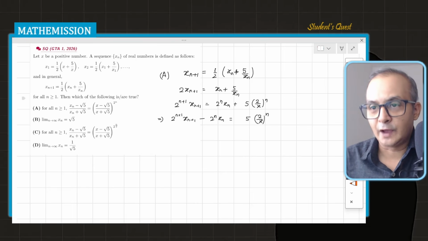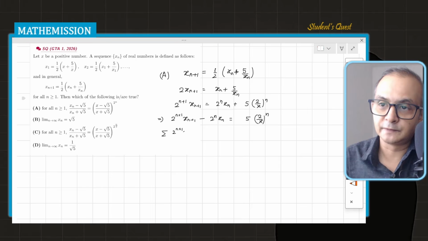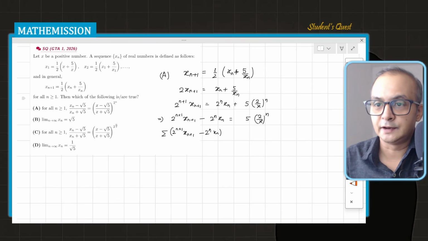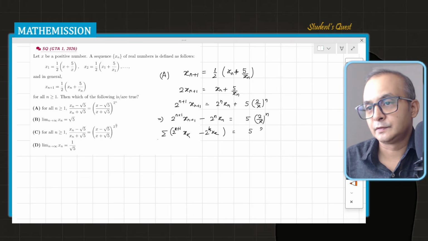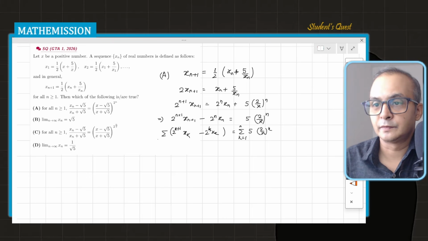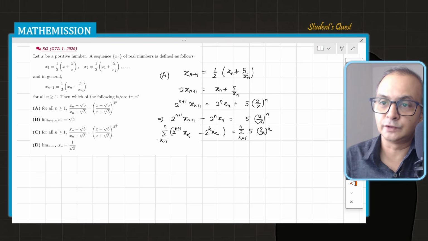Because if you have to find xn plus 1, you can make it telescopic by summing it up. So you'll get the summation of 2 to the power n plus 1 xn plus 1 minus 2 to the power n xn. And when n goes from, or k goes from, let's say this is k here, let's make it k. So if I make it k here, 2 to the power k plus 1 xk plus 1 minus 2 to the power k xk, and here also 5 times 2 by xk to the power k. And this is also summation, k goes from 1 to n.